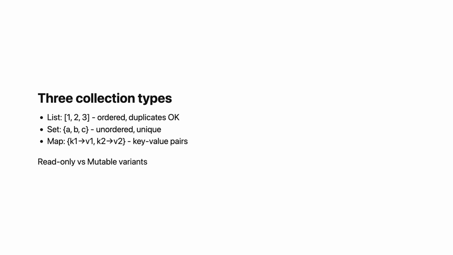Kotlin has three main collection types. List: an ordered collection with duplicates allowed. Access by index: first, second, third element. Set: an unordered collection with no duplicates. Membership matters. Is this element present? Map: key-value pairs. Look up values by key. Like a dictionary. Each has two variants, read-only and mutable.